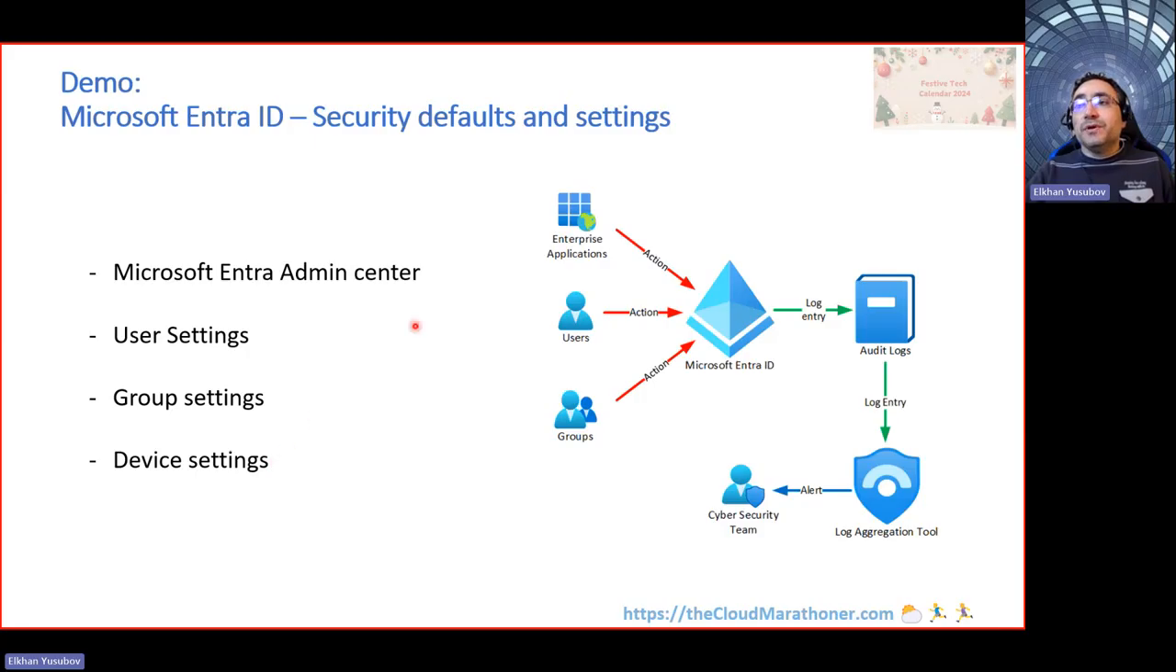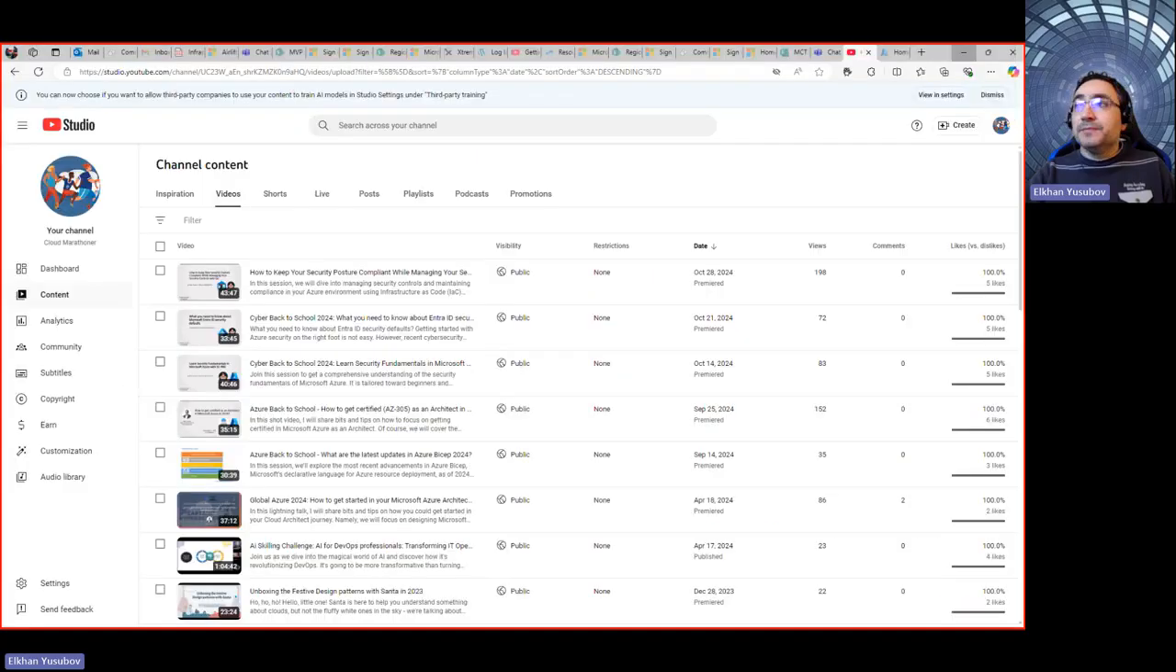In this demo, we are going to look at the Microsoft Entra Admin Center so that you can get a good understanding of the look and feel. Then we will look into user settings. What are they? What can you change? What are the options? Then we'll look similarly at group settings and then at the device settings. So let me switch between the screens and then we'll be back.